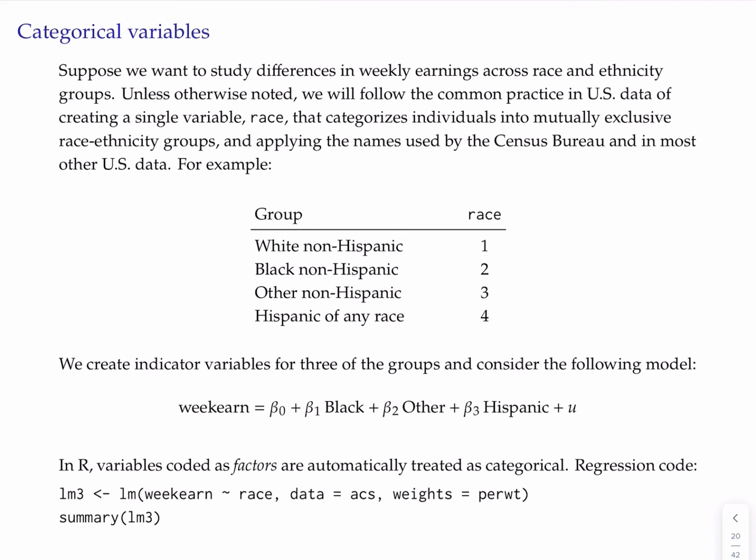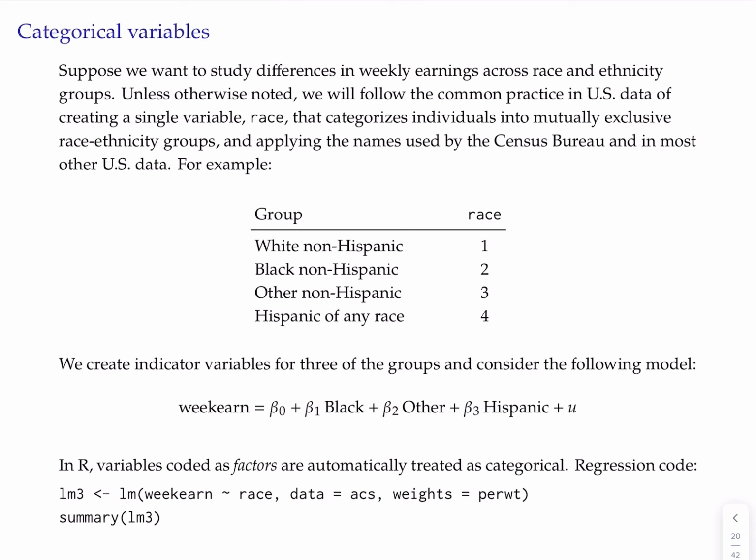Okay, so we have weekly earnings as our outcome variable, and then we have indicators for black, other, and Hispanic, which again, black means black non-Hispanic and other means other non-Hispanic here. Okay, so we have four categories, which we pick up by including three indicators, with one of the groups here, white non-Hispanic, treated as the baseline or omitted group.